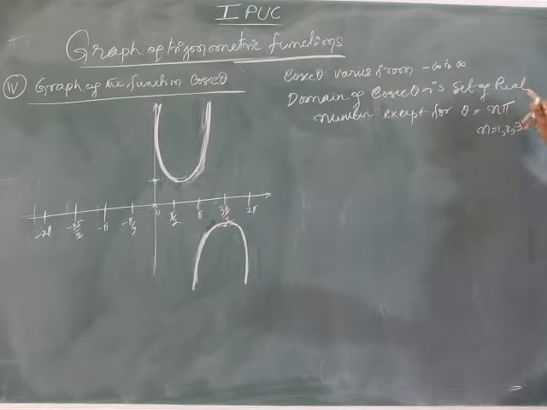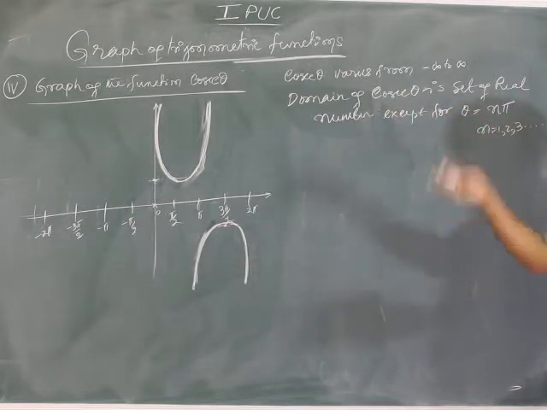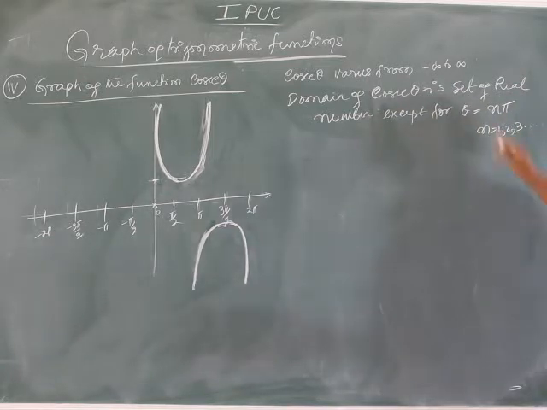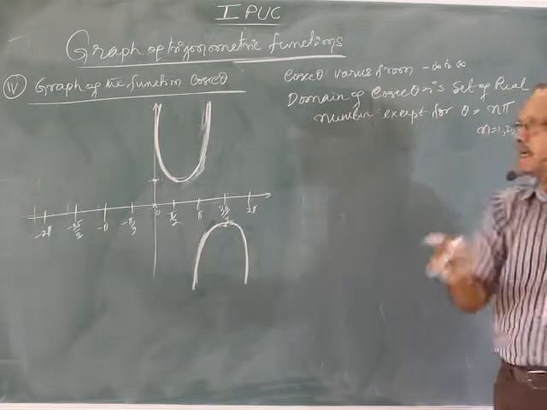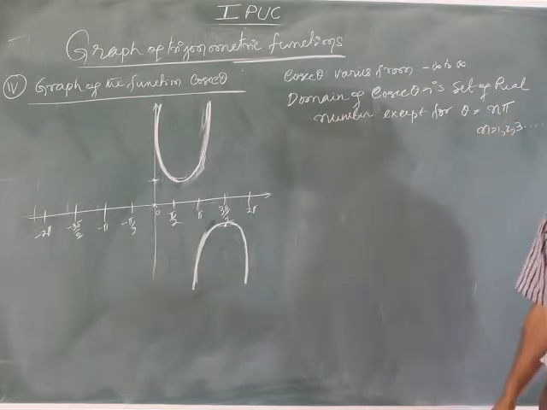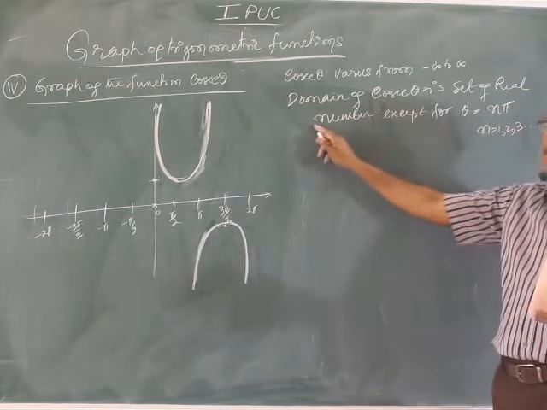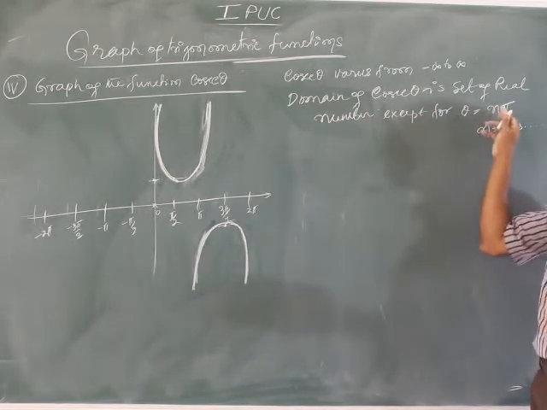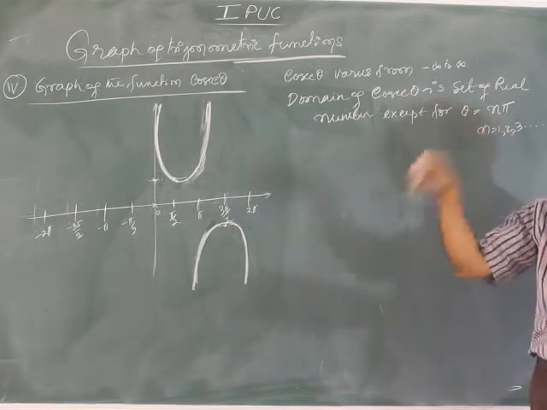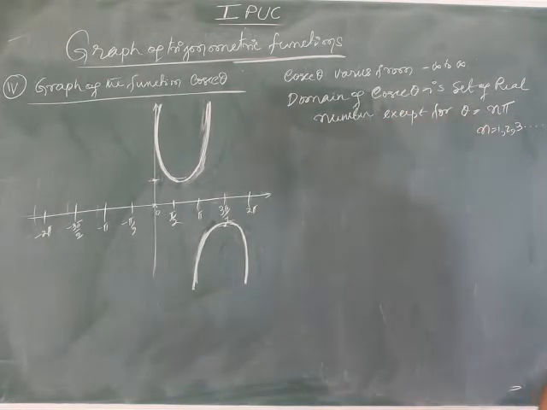0, 180, 360, like this. For these angles, sin theta is 0, so cosecant is not defined. So let us omit this particular case. The domain is the set of all angles, any angle can be taken except these angles. For these angles, sin theta is 0, therefore cosecant is not defined. Domain of the function over.